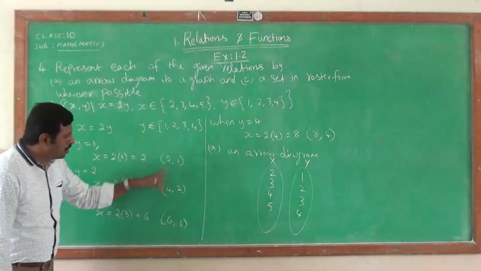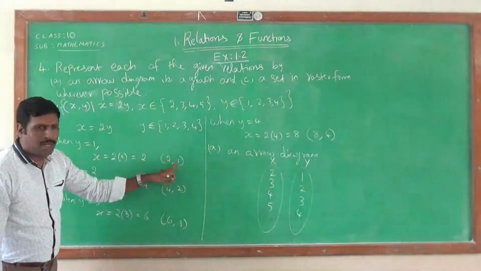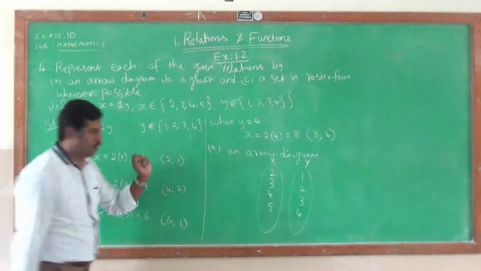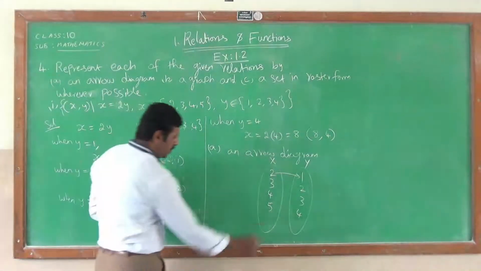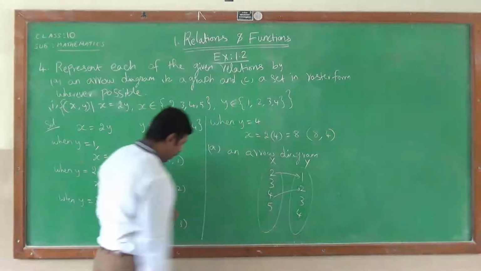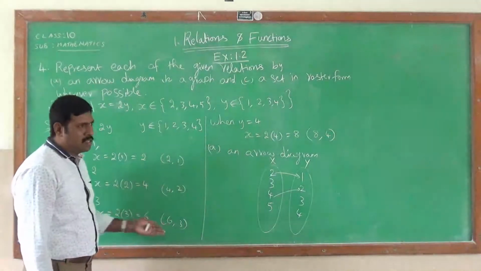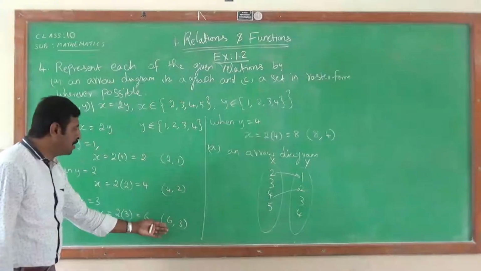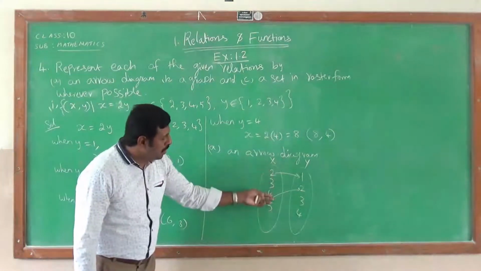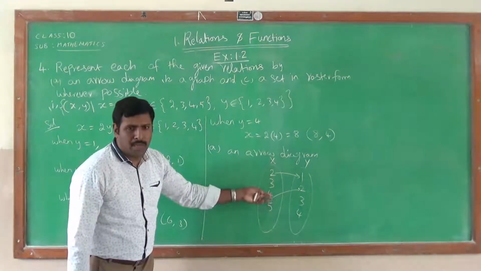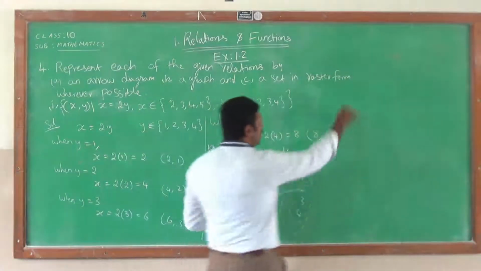See, in the ordered pairs, 2 is mapping with 1. So the image of 2 is 1. And then the image of 4 is 2. For the image of 6, there is no element, right? There is no element 6, and no element 8 will be there. So we get only these 2 arrows in the arrow diagram for this relation.